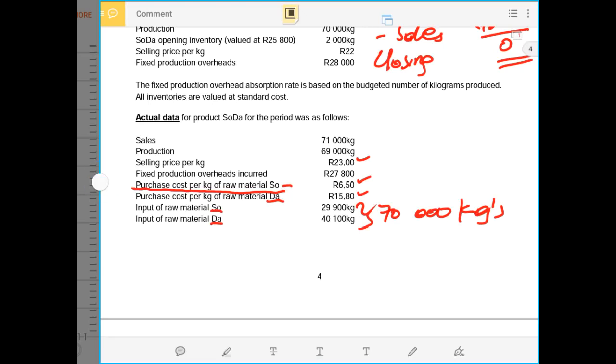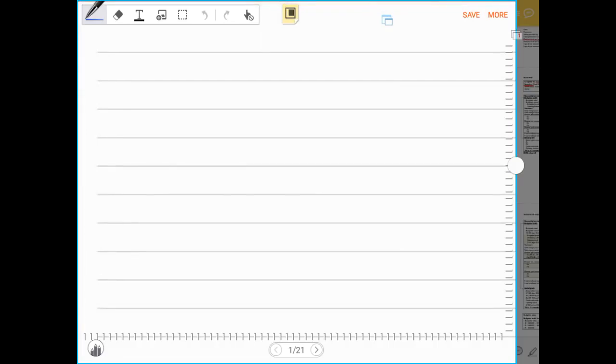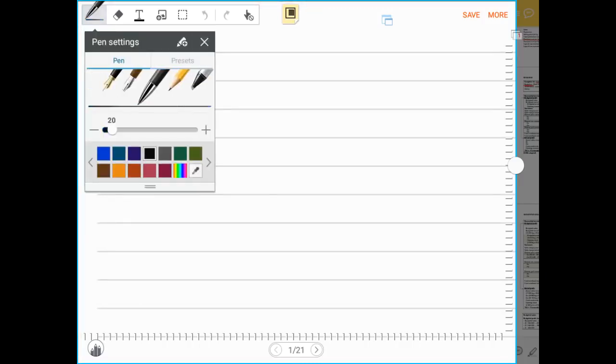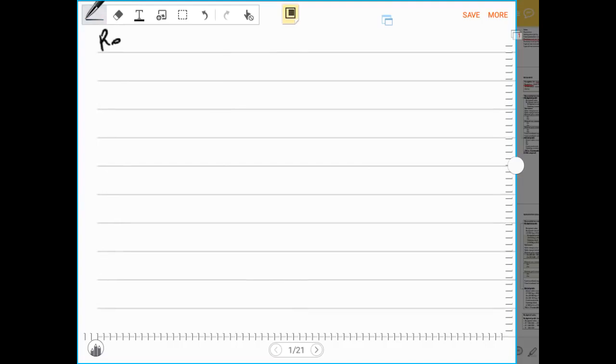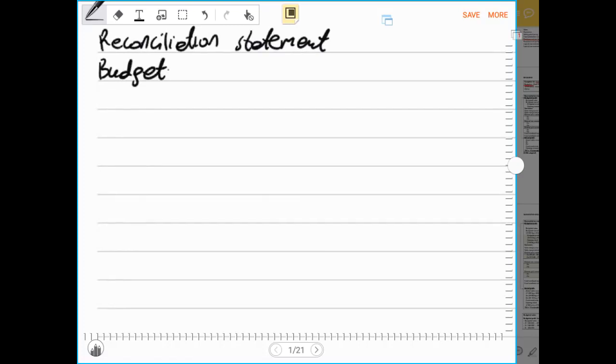So now with that, let us do our reconciliation. We know that it is a reconciliation statement where we reconcile the budget with the actual profit. Reconciliation statement, which is the reconciliation of budgeted with the actual profit. Whenever we reconcile budget and actual, we start with the budgeted profit.